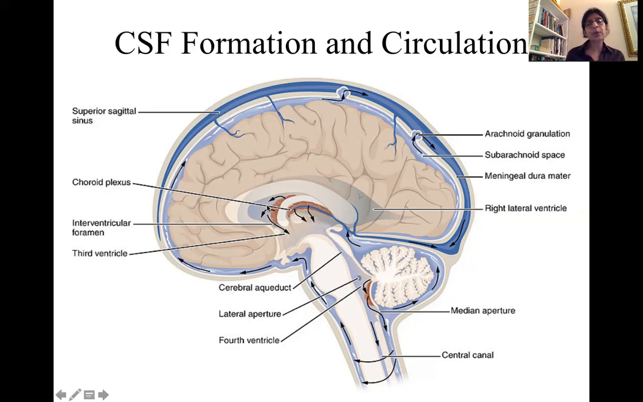So you have two lateral ventricles, one in the right cerebral hemisphere, the other in the left hemisphere. Only one third ventricle, and from that point on, they're all just one cavity. Now let's talk about where cerebrospinal fluid is made. What you're looking at here is a special arrangement of capillaries.